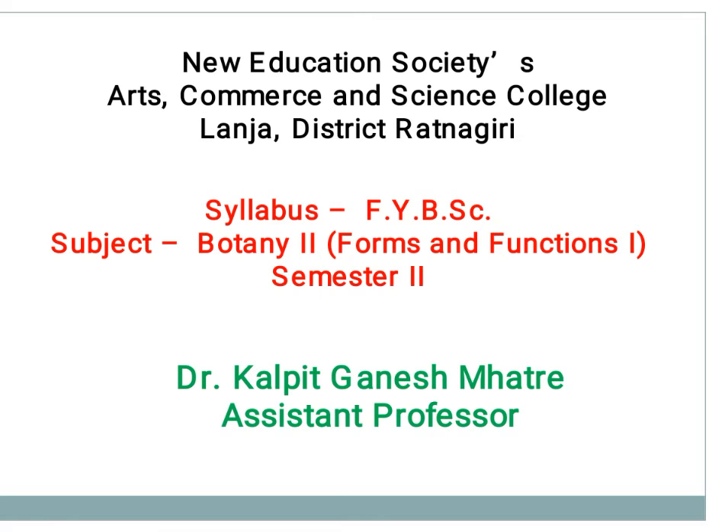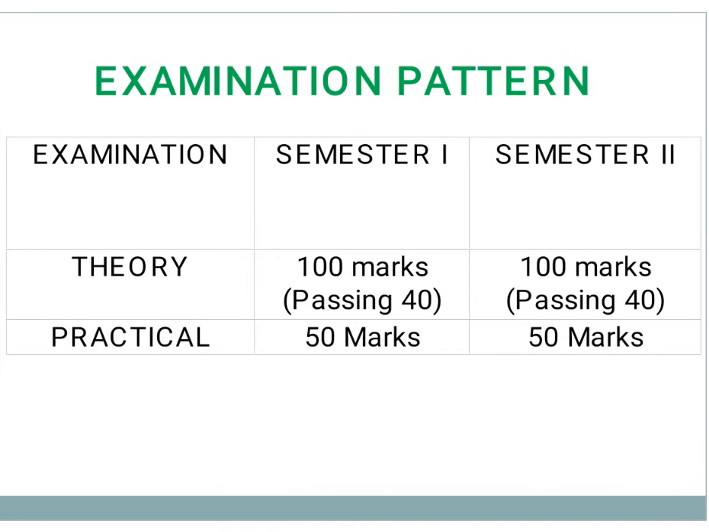In this presentation, I am going to discuss with you the details of the syllabus of Botany paper 2 of semester 2. First of all, we will see the examination pattern. Your semester 2 examination paper pattern will be the same as your semester 1: a 100 marks theory paper and a 50 marks practical paper. So there is no change in the semester 2 examination paper pattern.